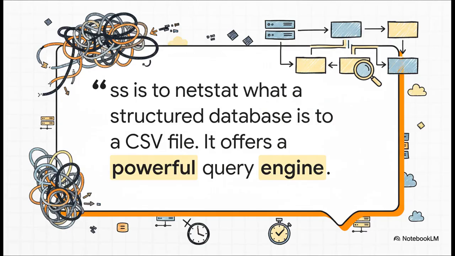But this is where ss just completely leaves netstat in the dust. The quote on the screen says it all. Instead of just dumping a mountain of text that you have to filter later with grep, ss has this incredibly powerful query engine. I mean, look at that command. That whole filter, the part in parentheses, gets sent directly to the kernel. And the kernel uses its own super efficient data structures to find only the sockets that match. This is a true query, not just some dumb text filter, and it runs with practically zero overhead.